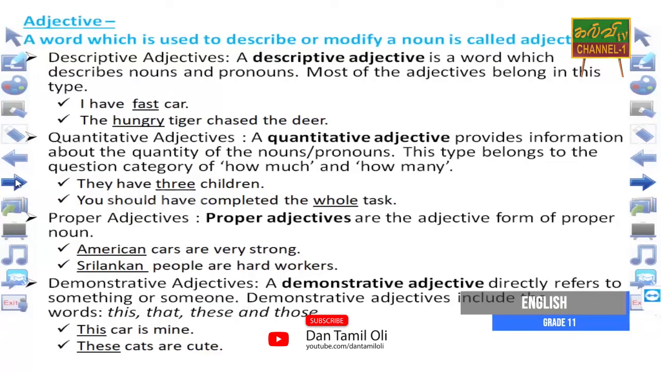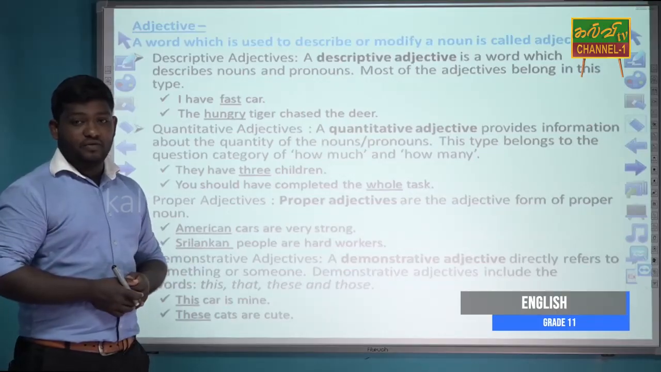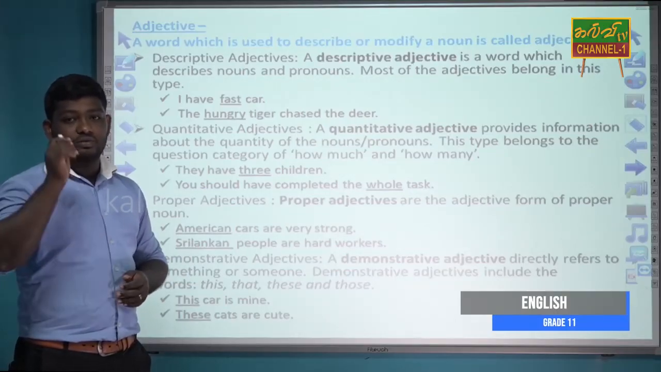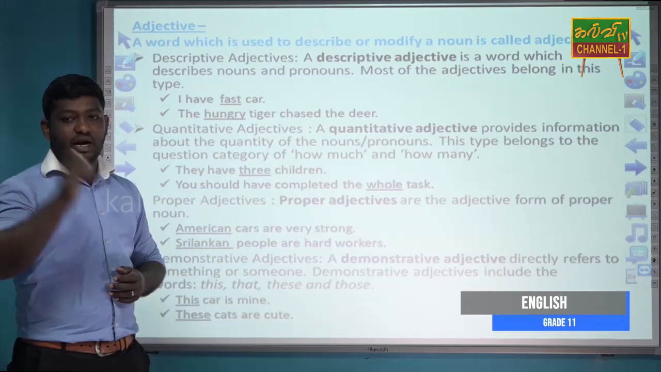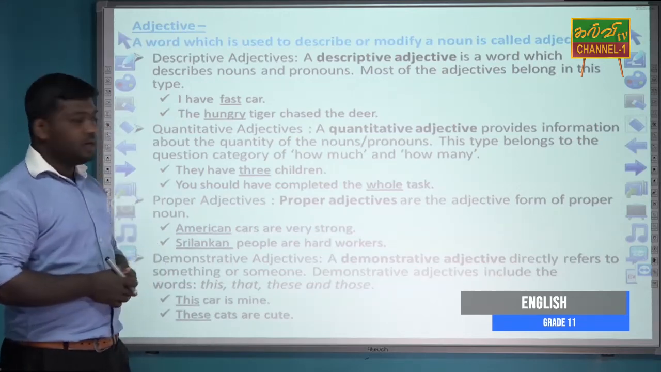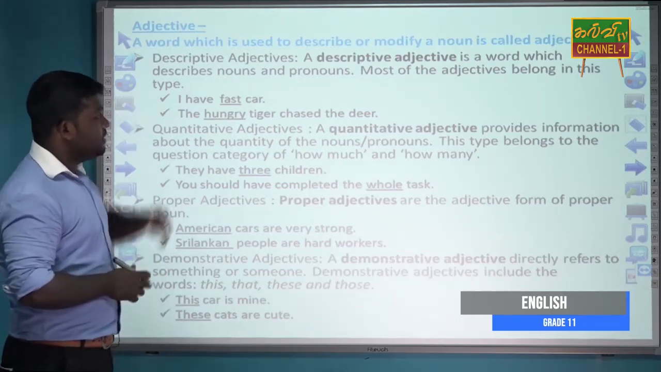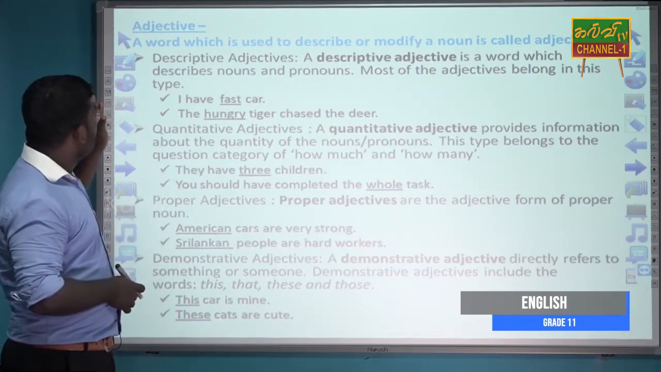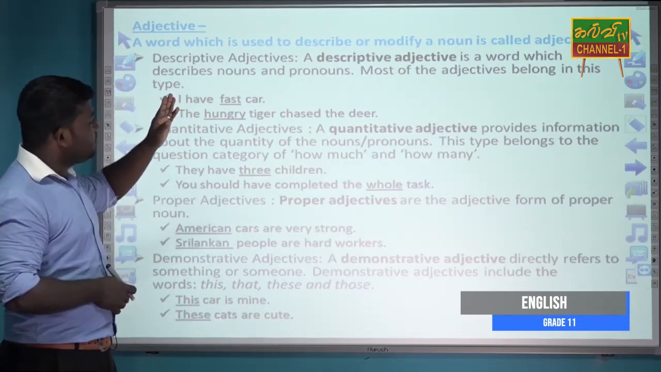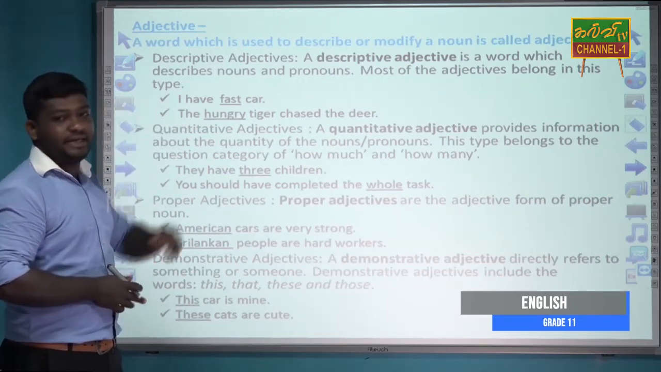And here we come to the next point, adjectives. In challenging sports, we have studied some paragraph on challenging sports. In your textbooks, they have also given some questions. They have given a guide on adjectives, questions on adjectives. So I am going to explain about adjectives. A word which is used to describe or modify a noun is called an adjective.